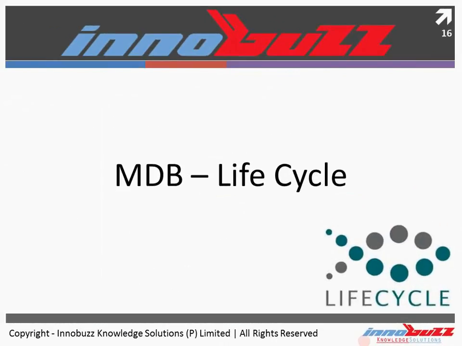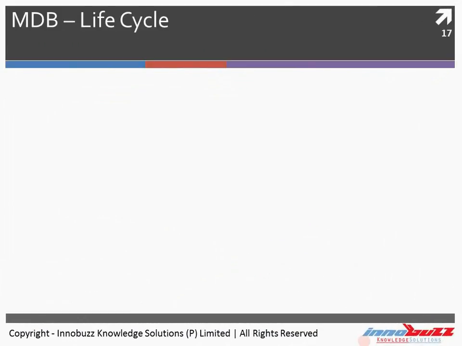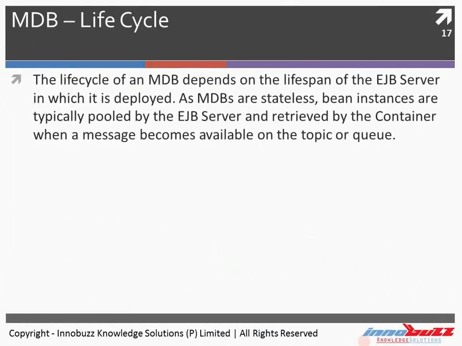So, message-driven bean life cycle. The life cycle of a message-driven bean depends on the lifespan of the EJB server in which it is deployed. A message-driven bean is an EJB, an Enterprise Java Bean, and therefore message-driven beans are stateless. Bean instances are typically pulled by the EJB server and retrieved by the container when a message becomes available on the topic or a queue.